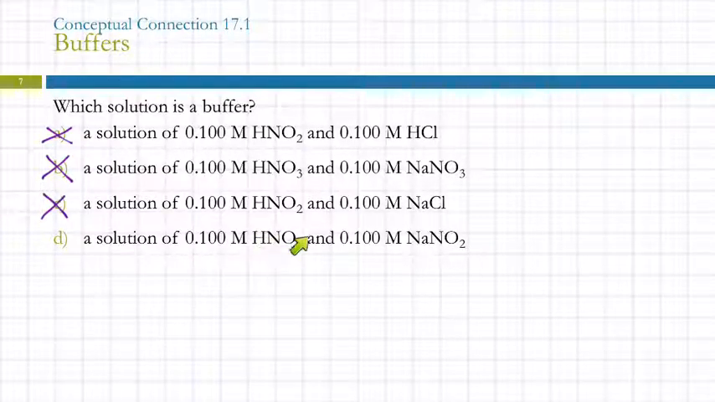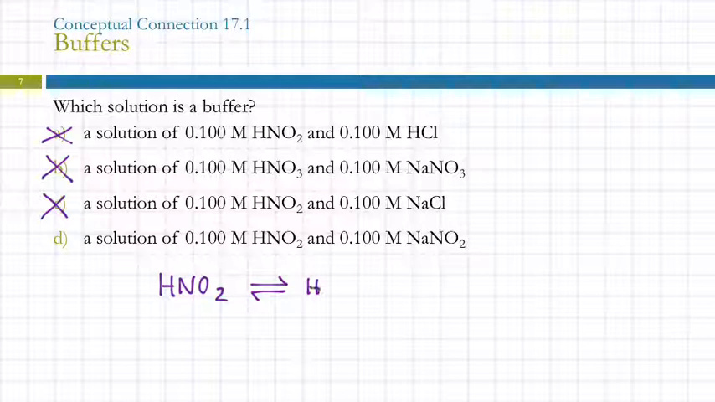Here we have weak acid, and what's this? That's the conjugate base, because when HNO2 ionizes, it forms hydrogen ion and nitrite ion. This is the conjugate base. So our last choice, D, is going to be a buffer solution. We have equal concentrations, significant amounts of both the weak acid and its conjugate base. Any questions?